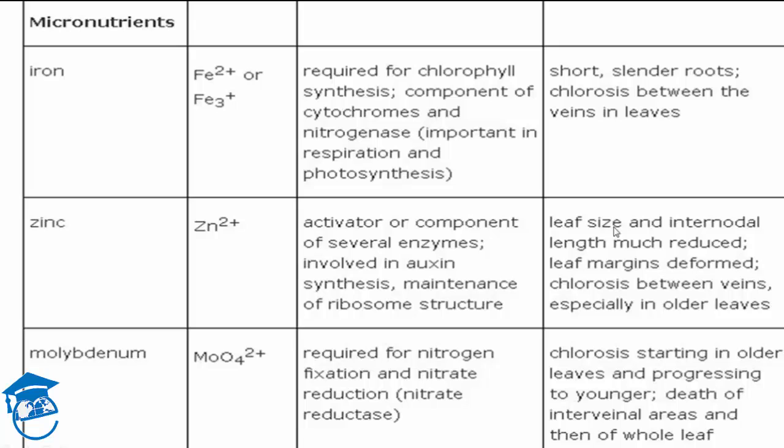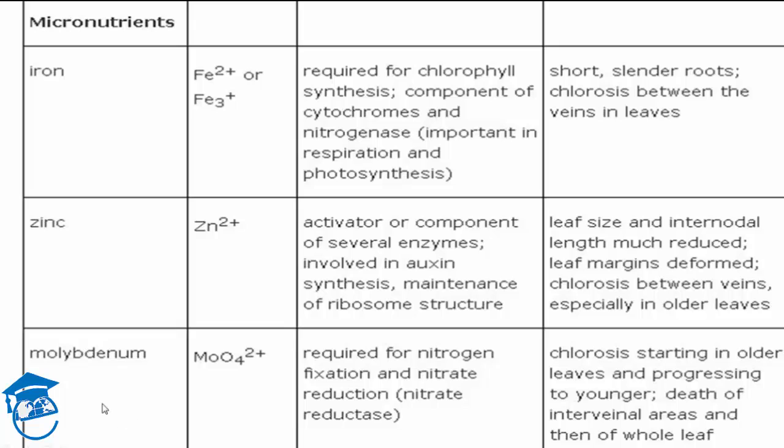Because of the zinc deficiency, leaf size and internodal length become very reduced. Leaf margins also get deformed, and it also causes chlorosis between the veins of the leaf, especially in the older leaves. Okay, so these are the deficiency symptoms of zinc.